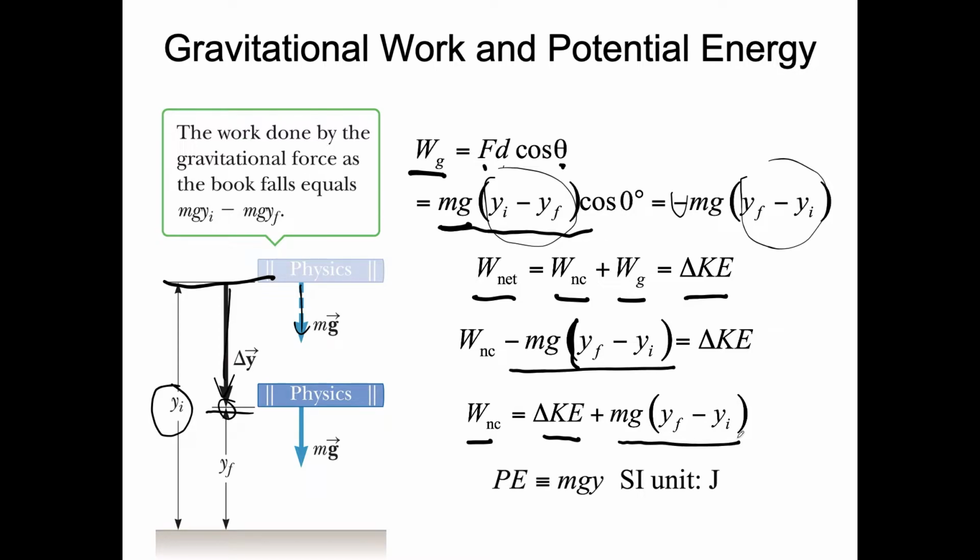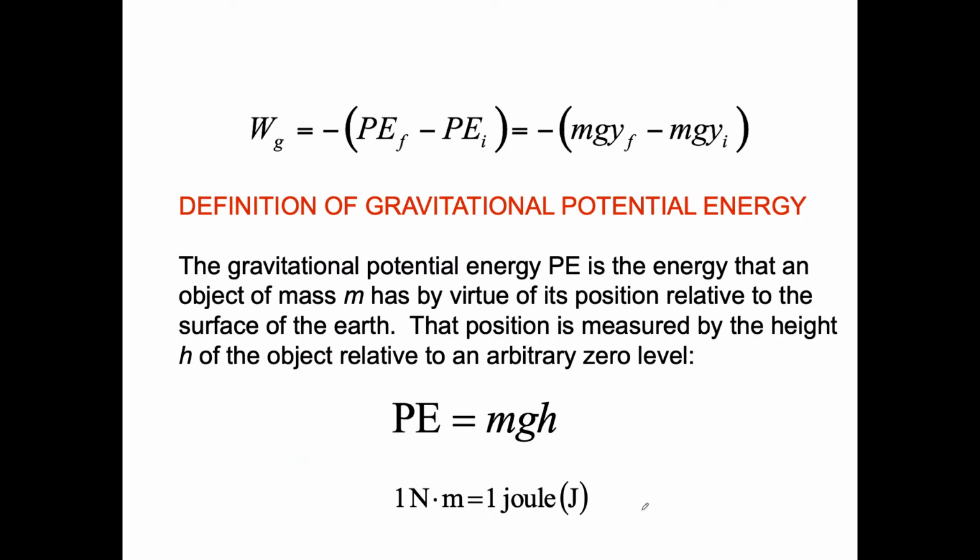So we can define gravitational potential energy to be mgy. Then mgy_f is the final potential energy of the object, and mgy_i is the initial potential energy of the object. So this is how we define gravitational potential energy: mg times h, where h is the height of the object.